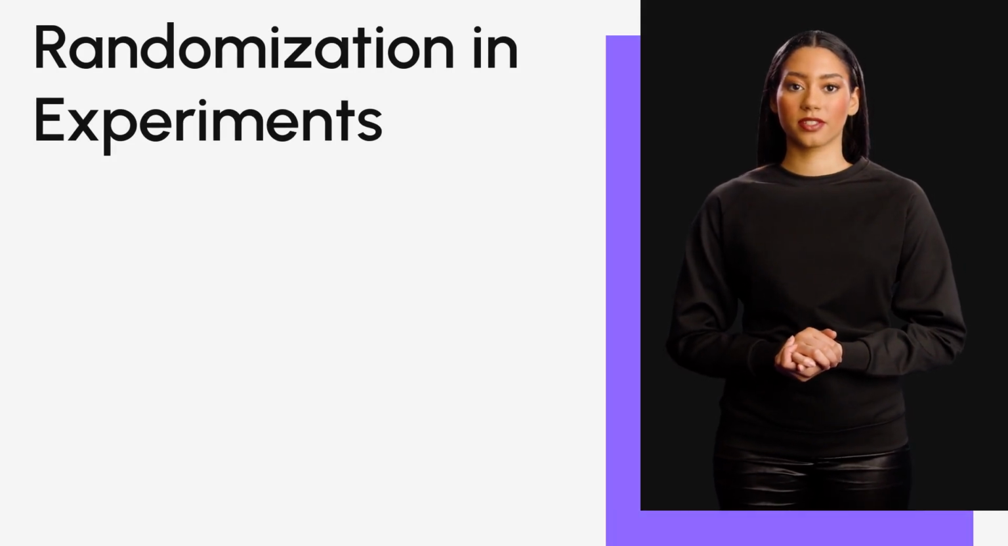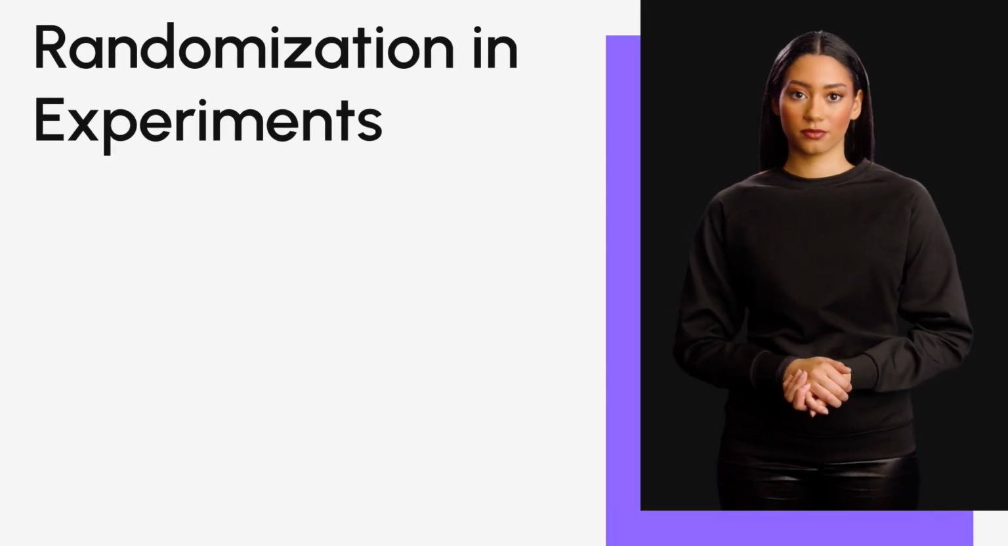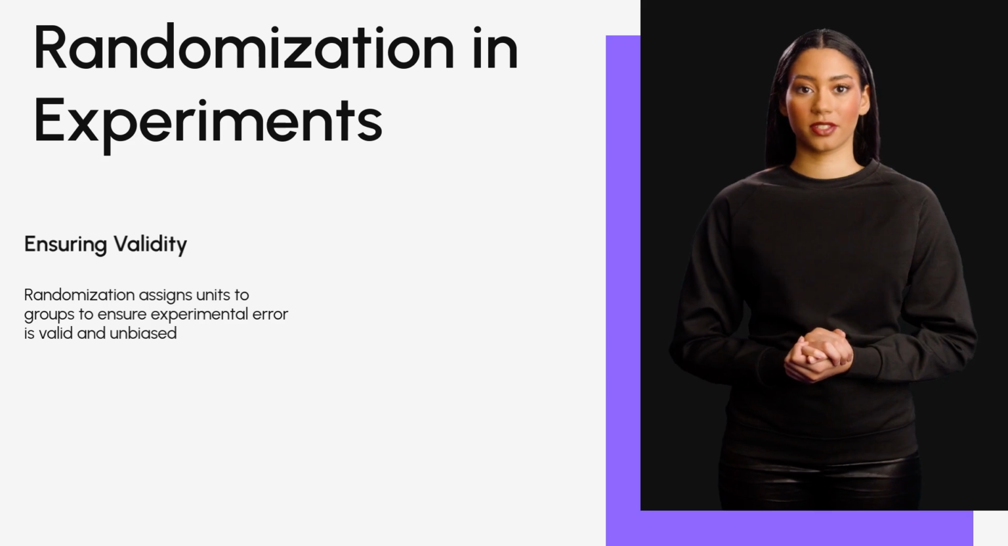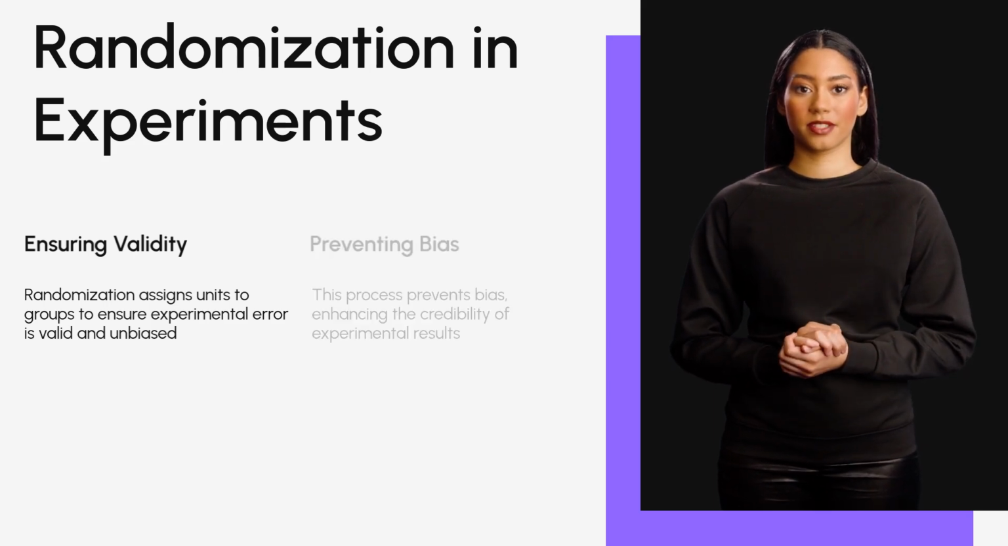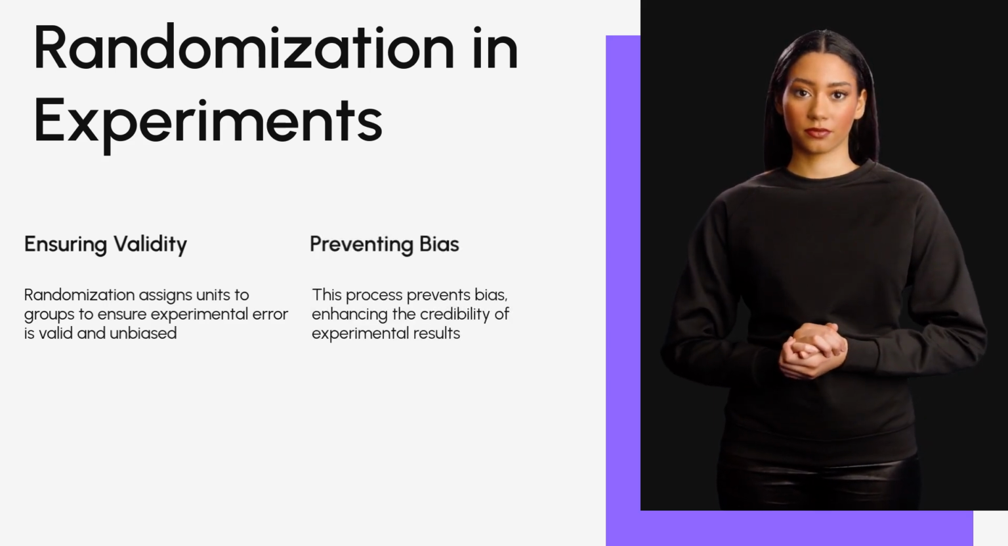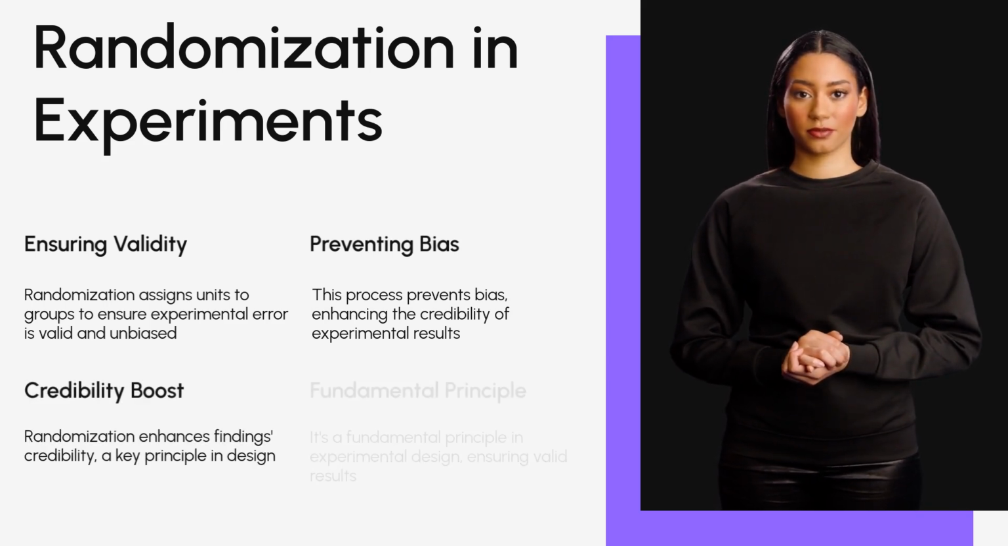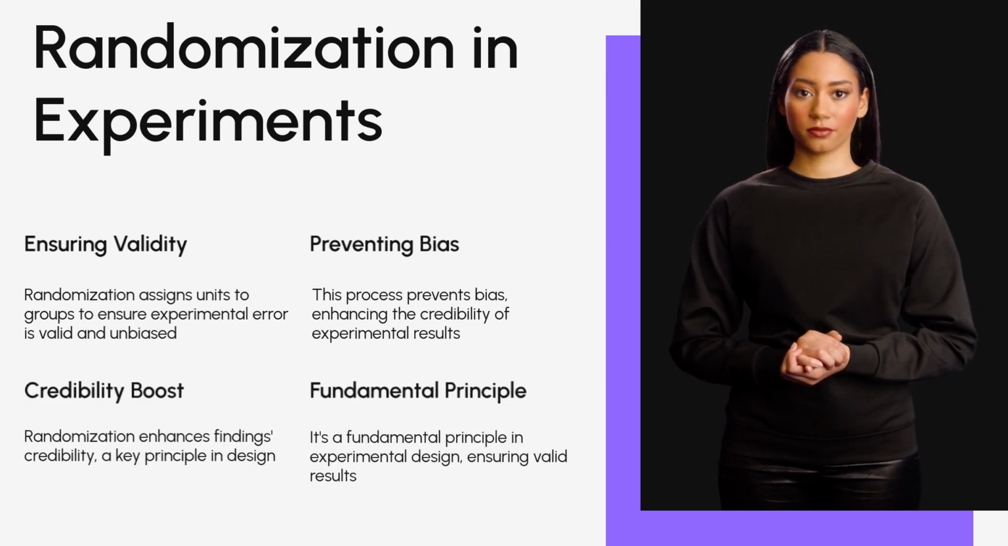Randomization involves randomly assigning experimental units to different treatment groups. It ensures that the estimate of experimental error is statistically valid. This process prevents bias from affecting the results. Randomization enhances the credibility of findings. It's a fundamental principle in experimental design.